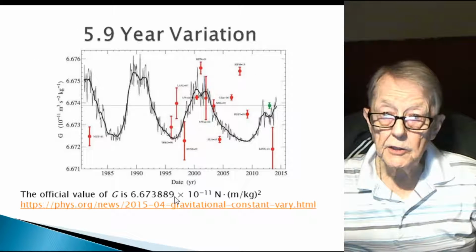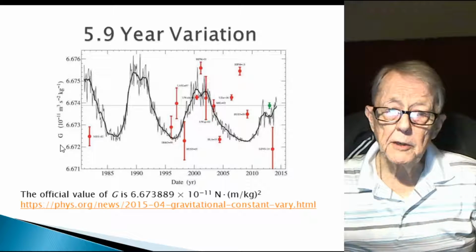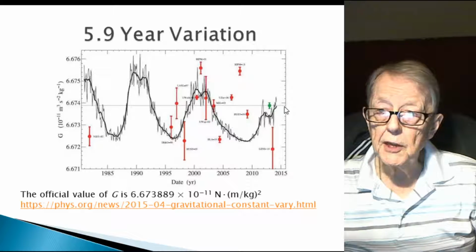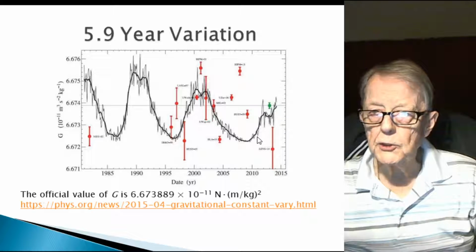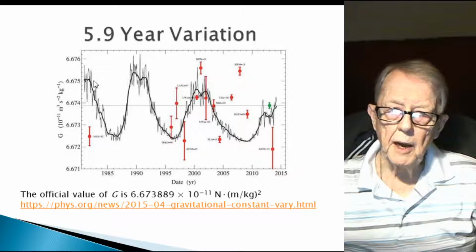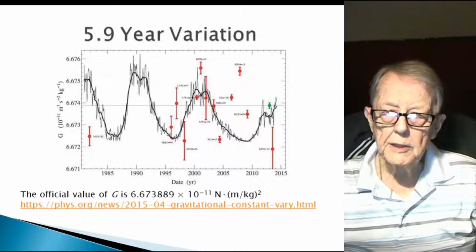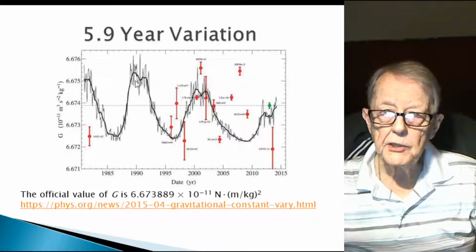And they show this by this graph. This is the measurement of G, and the average value, they're saying, is here. But from 1985 to 2015, these are the recorded measurements. I believe the red is an official recorded measurement, and sometimes it falls on this line, sometimes not. And apparently there are individual measurements that are made, but look at the variation.